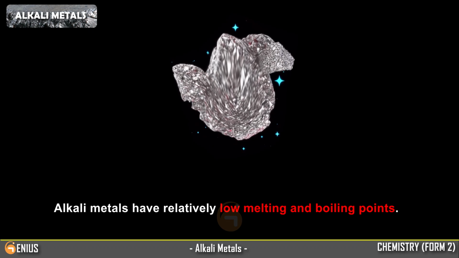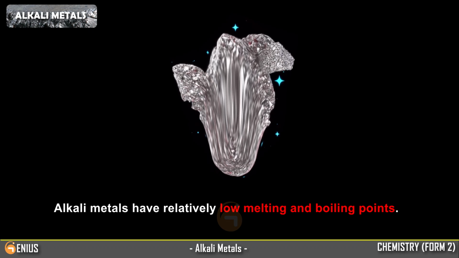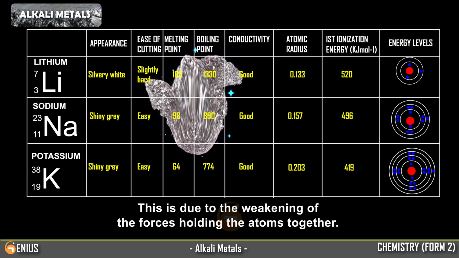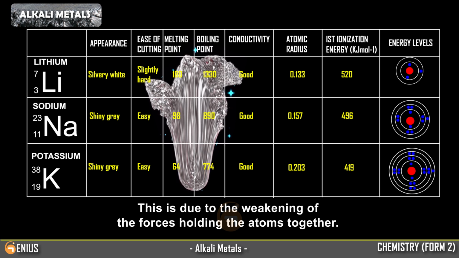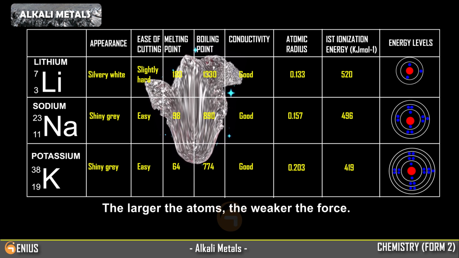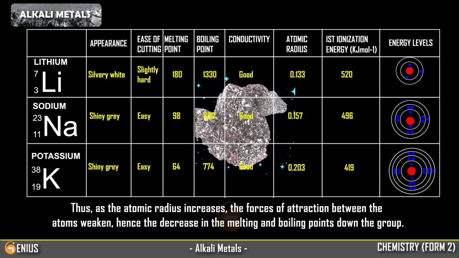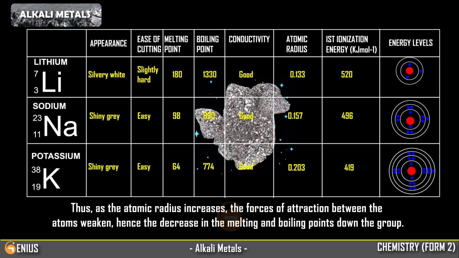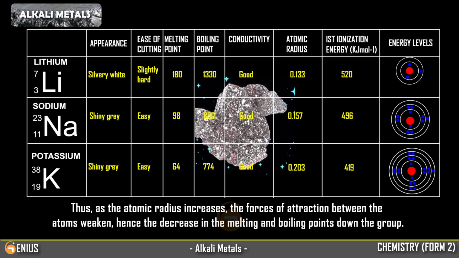Alkali metals have relatively low melting and boiling points. The melting and boiling points decrease down the group. This is due to the weakening of the forces holding the atoms together. The strength of the forces holding atoms together depends on the size of the atoms. The larger the atoms, the weaker the force. Thus, as the atomic radius increases, the forces of attraction between the atoms weaken, hence the decrease in the melting and boiling points down the group.